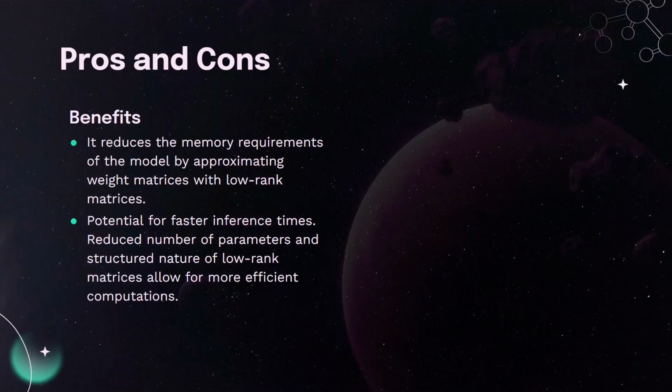Now, let us see some pros and cons of low rank factorization. Low rank factorization reduces the memory requirements of the model by approximating weight matrices with low rank matrices and can provide faster inference times. It reduces the number of parameters, and the structured nature of low rank matrices allows for more efficient computations. But it also faces some challenges.